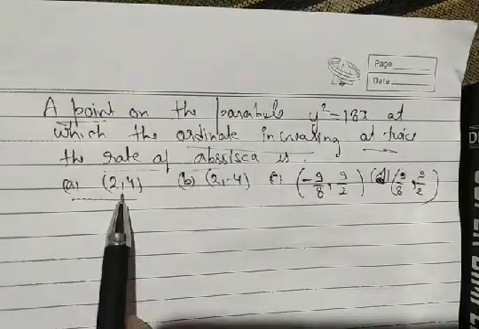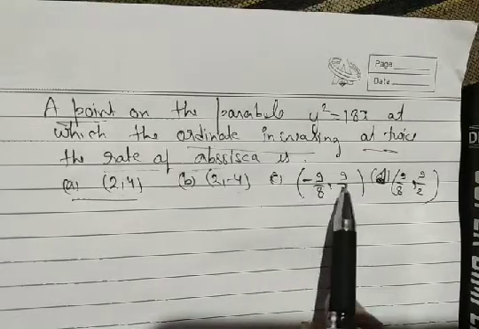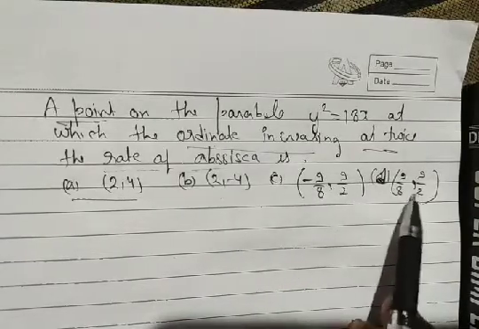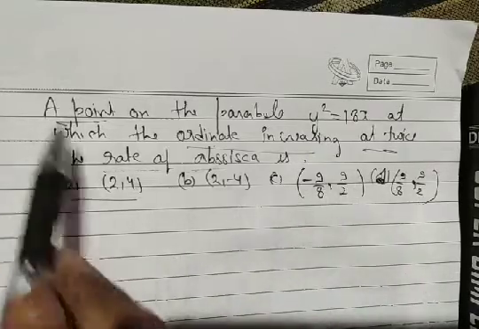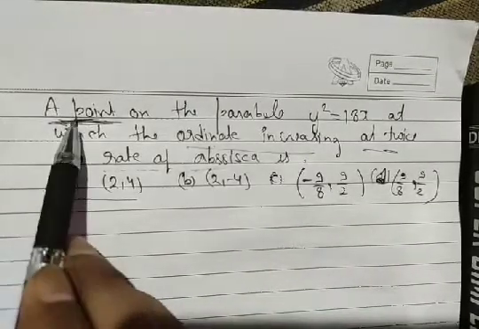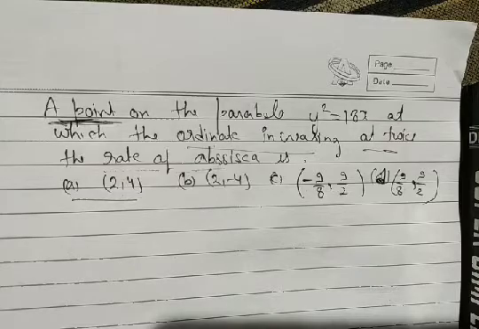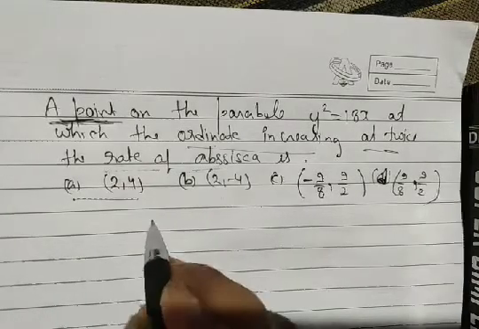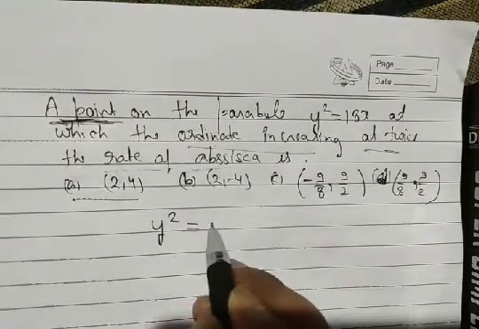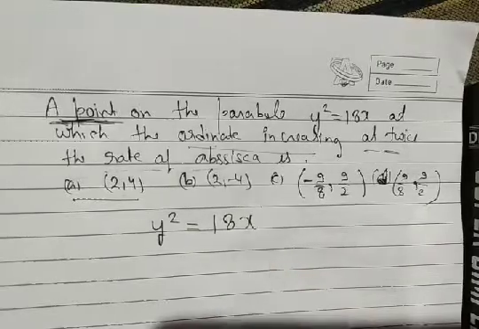Then our point is what? (2, 4), or (2, -4), or (-9/8, 9/2), or (9/8, 9/2). We have to find at which point on the parabola y square equal to 18x the given condition holds, with the ordinate increasing at twice the rate of abscissa. First of all, what is the equation of the parabola? Write down: y square equal to 18x.